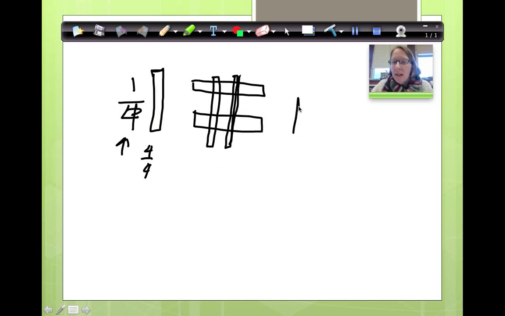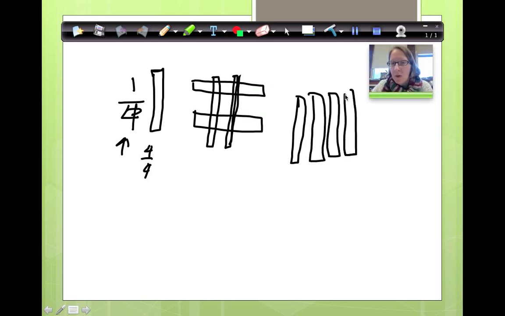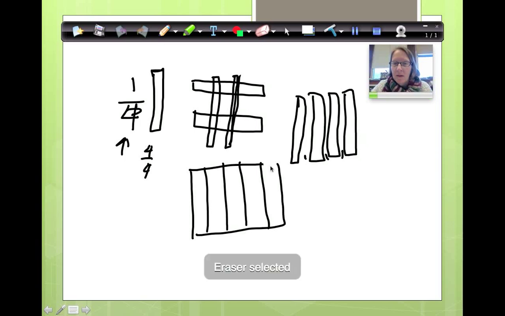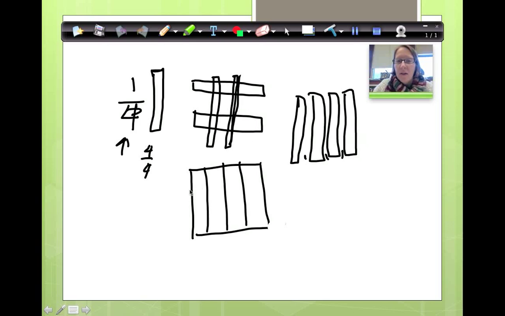What if I did it like this? I'm not overlapping any of them. How come this picture won't work? Because there's space in the middle. See that space? Not going to work. A fraction has them all touching and none overlapping, and they're all about the same size. Whoops, I did too many. I better erase. Okay, so 1, 2, 3, 4, and they are the same size, and they are side by side, no overlapping.